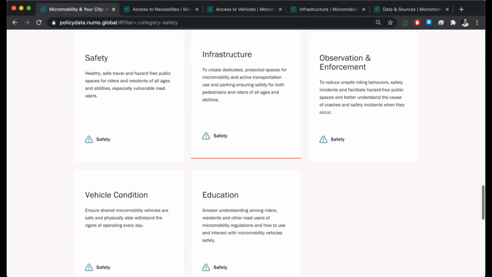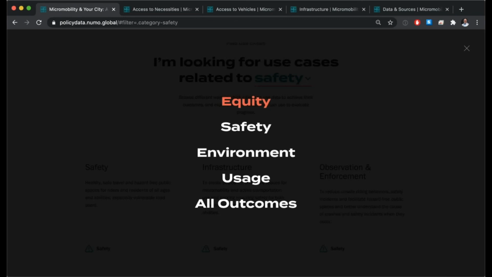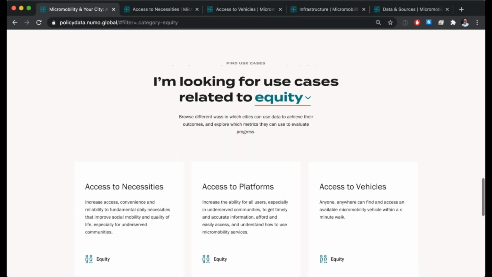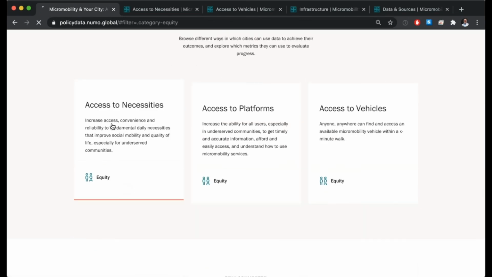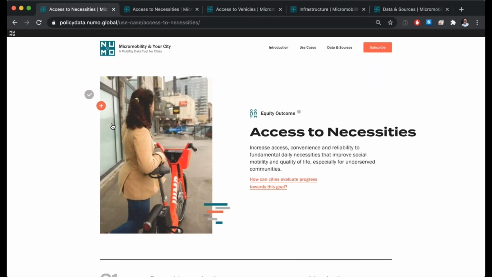So those policy levers that are directly related to the top level outcome will appear. So I'll go back to equity, and then I'll click on this first card here on the left, the access to necessities. So again, each page ties it, as you can see, to an equity outcome, and then has a definition of what we mean by access to necessities.